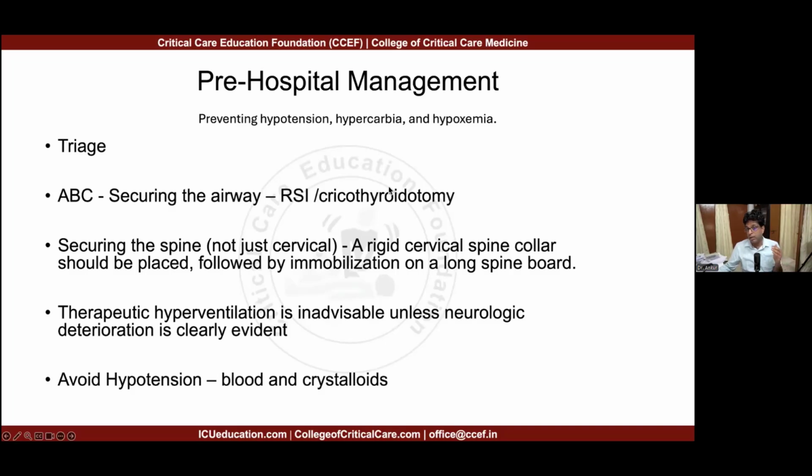It will prevent the secondary injury. Triage according to severity, and secure the airway, either by rapid sequence intubation or cricothyrotomy, because some patients may have facial injury also, spine injury also. You may not be able to intubate, so cricothyrotomy comes into play. Any patient, so when to intubate?